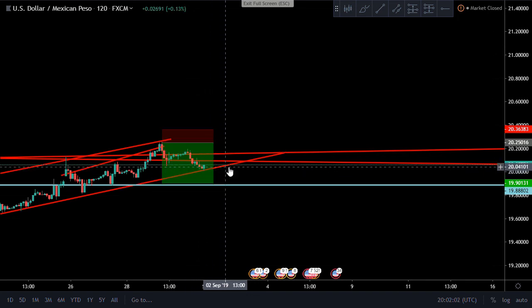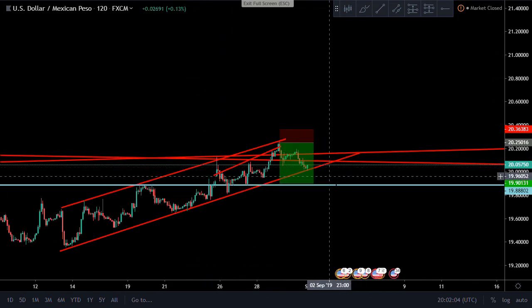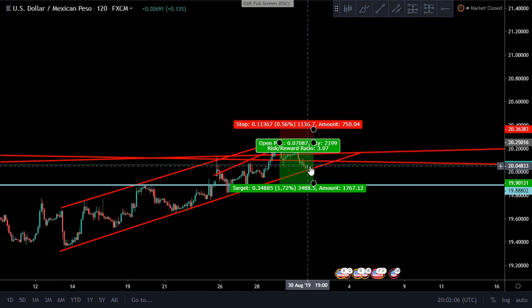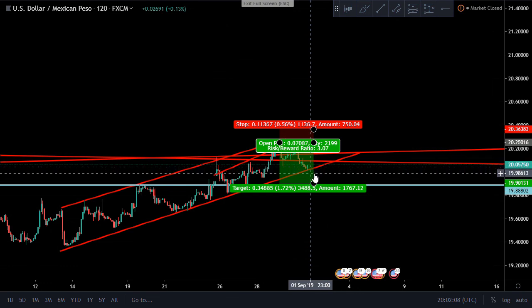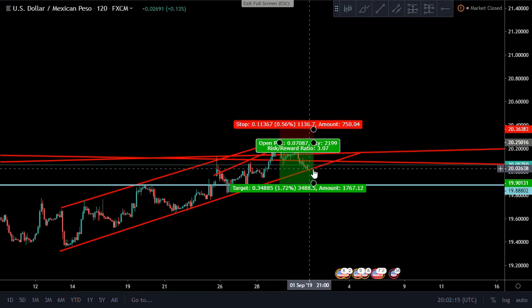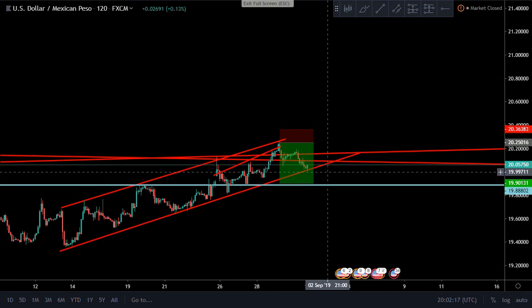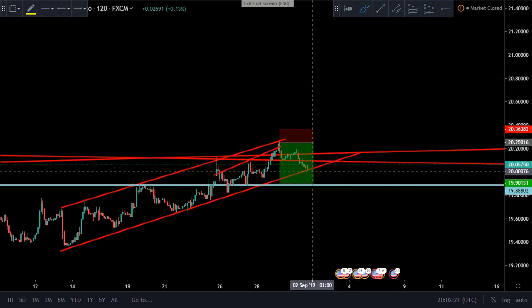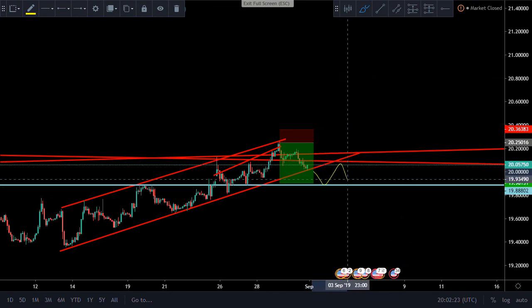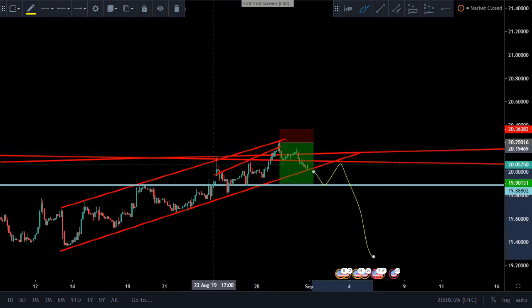If you are planning to enter this trade, what you can do is wait for price to pull outside this channel, then from there consolidate, or price moving to the downside, pull back to here, then from there you can move to the downside. So something like this, then you can move to the downside.